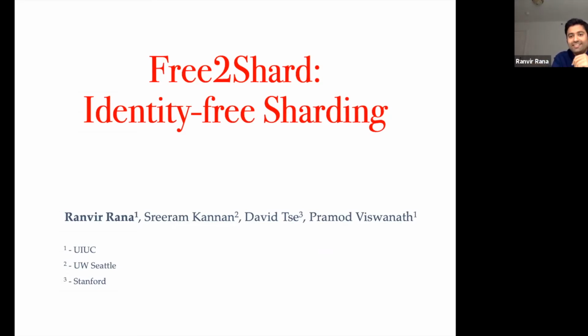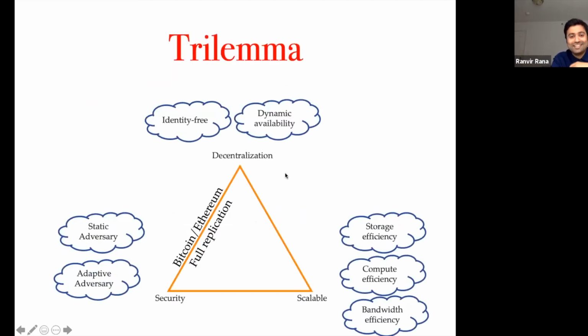First of all, let me give you a very good motivation for sharding. But let me just start off with the main problem in blockchain, I would say layer 1 blockchain. It's a blockchain trilemma. So we want decentralization, as in we want nodes to join in whenever they want. We want nodes to have no identity on the blockchain, ideally. And we want security, as in we want security against static adversaries and adaptive adversaries that can corrupt nodes based on a certain budget.